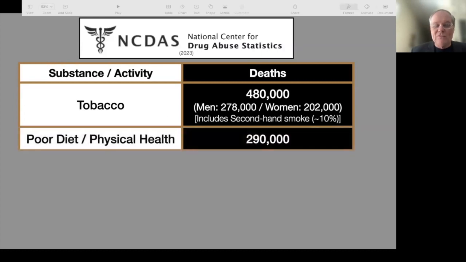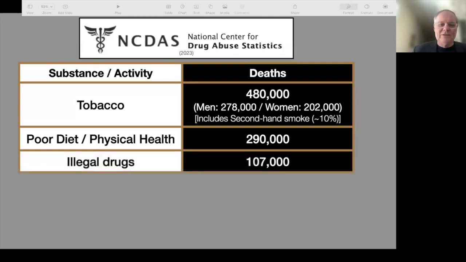You also have poor physical health or inactivity accounting for about 300,000 deaths a year. And then illegal drugs, the number that came out in 2021 was 107,000 total deaths from all overdoses. That number is actually, as of January 1st of 2023, topped over a little bit more than 109,000 deaths going back a 12-month period.